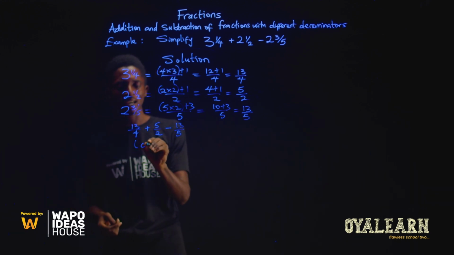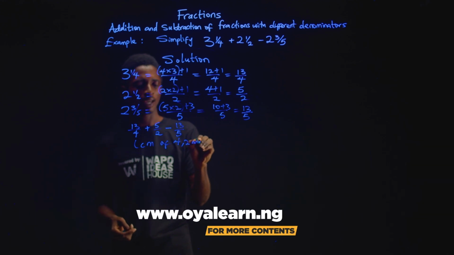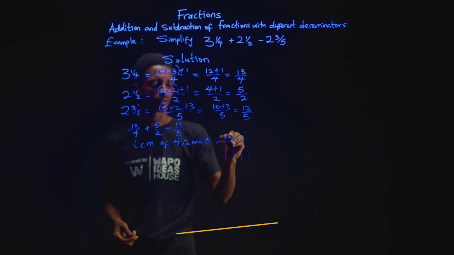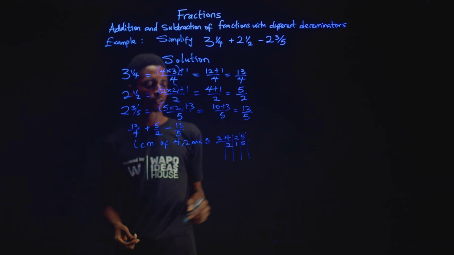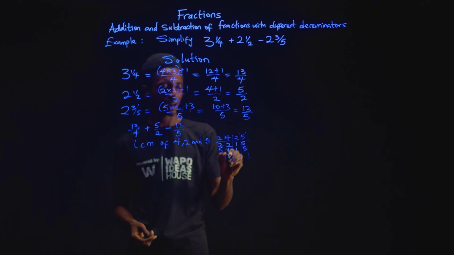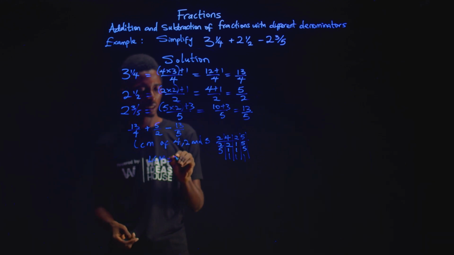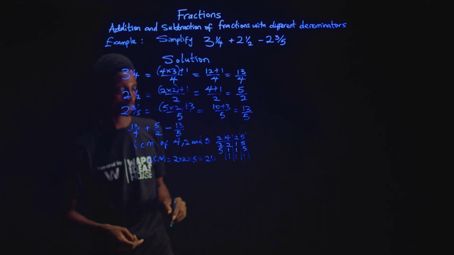Now let's find the LCM of 4, 2, and 5. Two goes here twice, and 2 once, 5 comes down. Now 2 is still a factor, so 2 can go here 1, 1, and here we have 5. And then finally we have 5, which gives us 1, 1, 1. Bringing our LCM to be 2 times 2 times 5, which is 20.